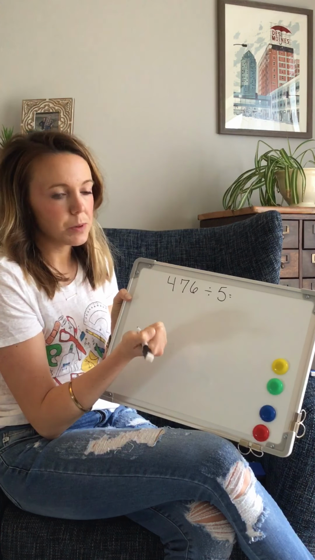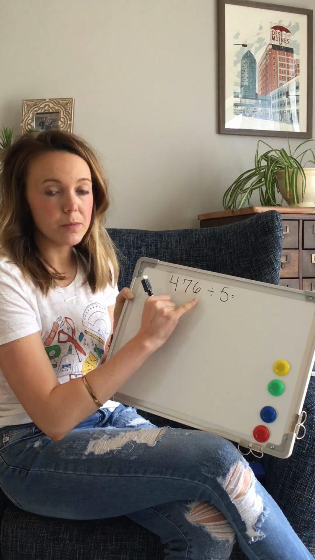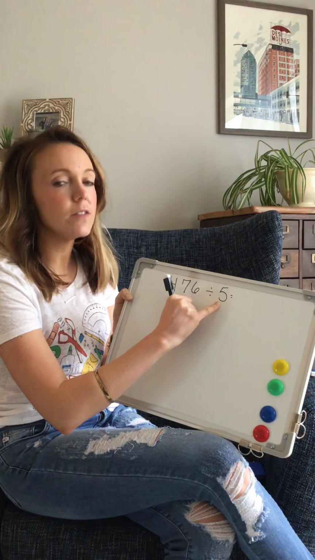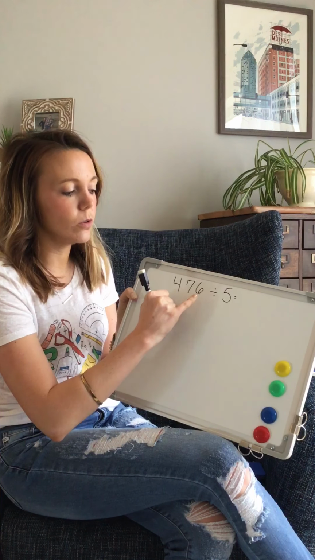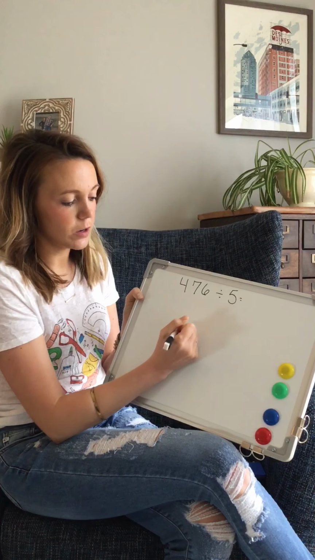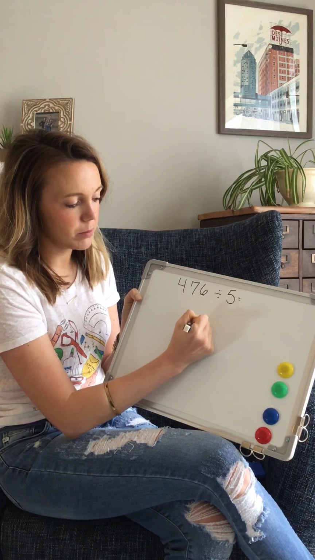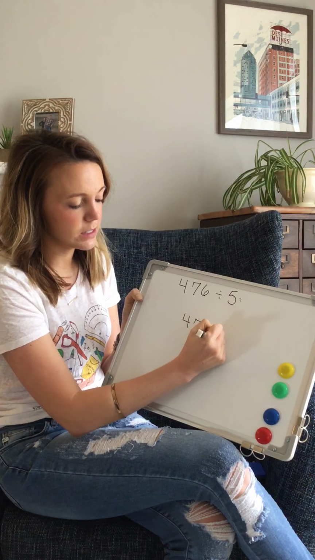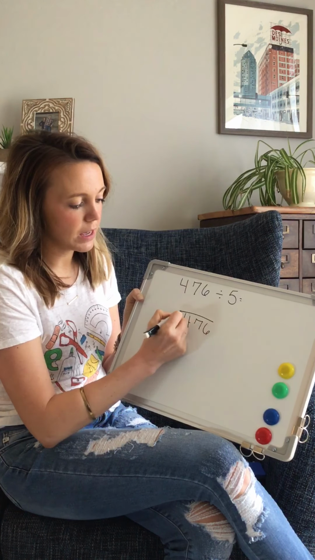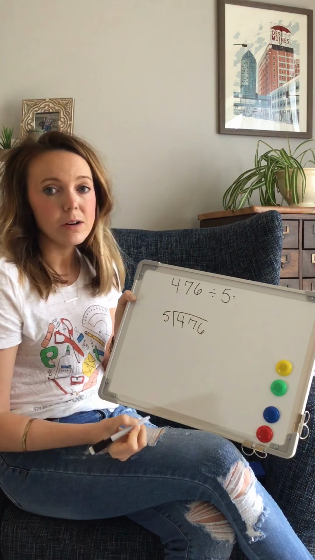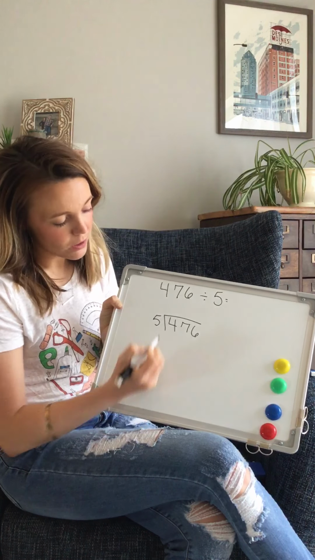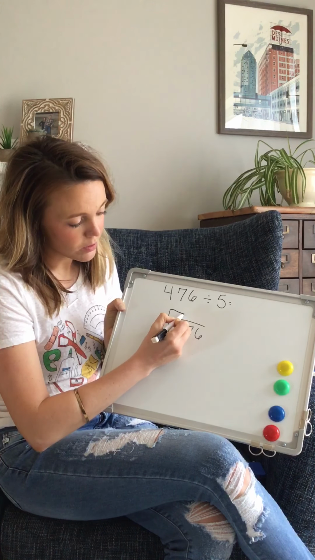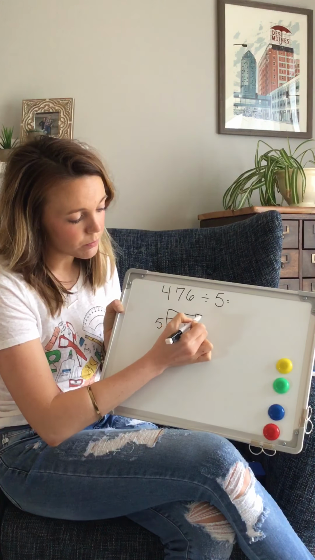Now, when I look at this problem, I know right away there's going to be a remainder, because anything divisible by 5 evenly ends in a 0 or a 5. Let's give it a go. So I'm going to write out my problem, 576 divided by 5. Now, to help keep me organized, I'm going to use my boxes up here. They're nothing but an organizational tool, right?